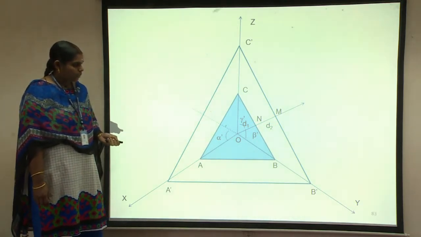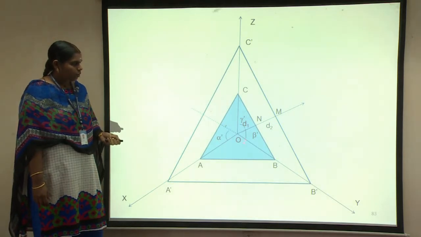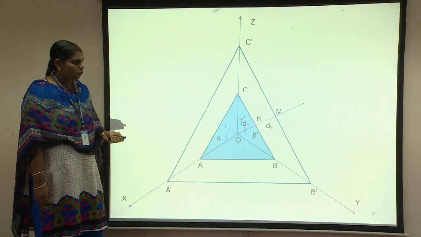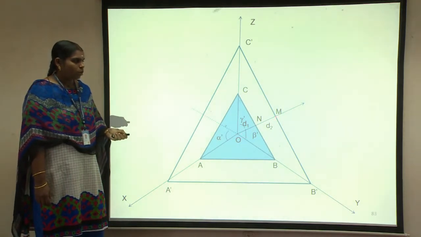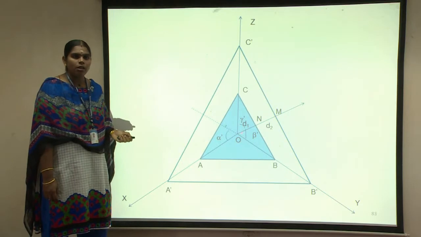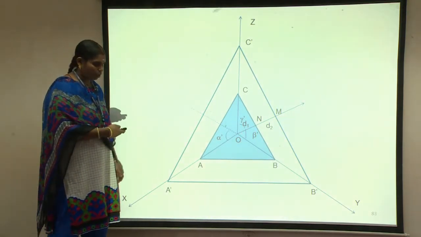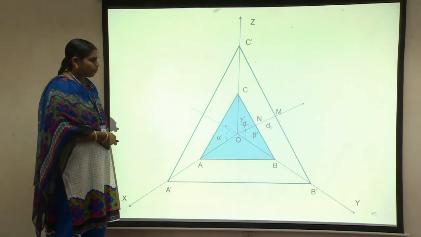Here we can see that from the origin, the first triangular plane is at a distance of d1. Then from the origin to the second triangular plane, the distance is going to be d2. If you want to find the distance between M and N, it is going to be d2 minus d1. So that is what we are going to consider here.